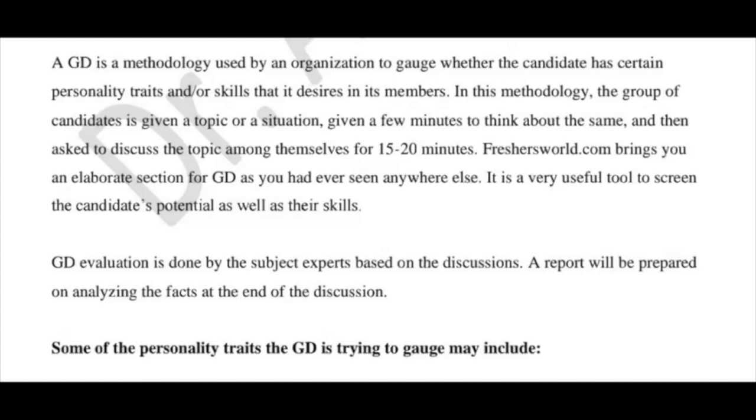Please don't do that. Now, in the methodology, the group of candidates is given a topic or a situation and a few minutes to think about it, and then asked to discuss the topic among themselves for 15-20 minutes.